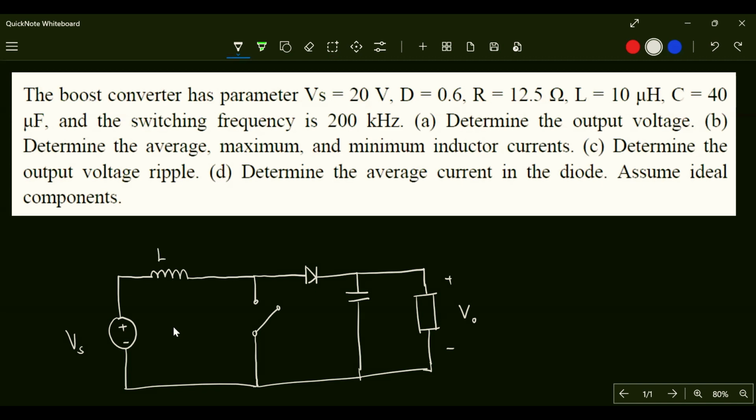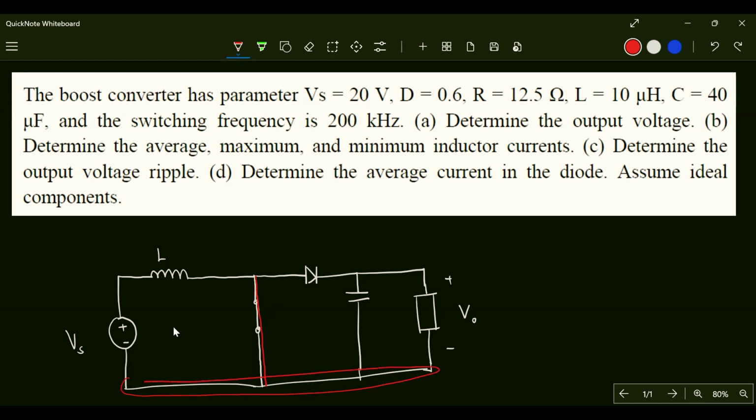Maybe I can explain a bit about the operation of this circuit. When the switch is closed, what you create here is simply a short circuit. So when the switch is closed, you create a short circuit here. If you look at the diode, the diode is connected to the negative terminal of the power supply, so this node here is at negative potential.